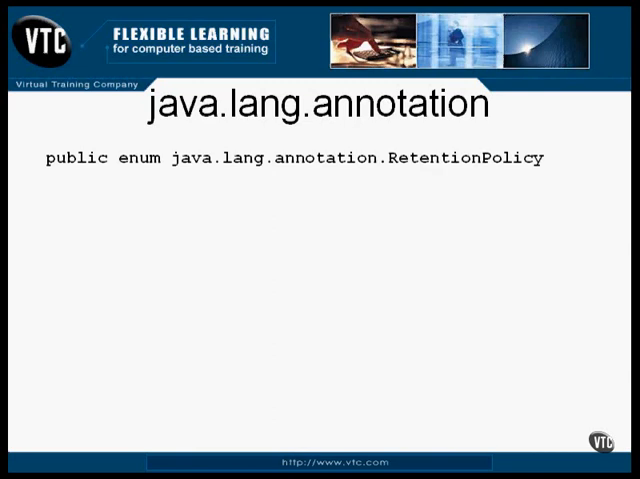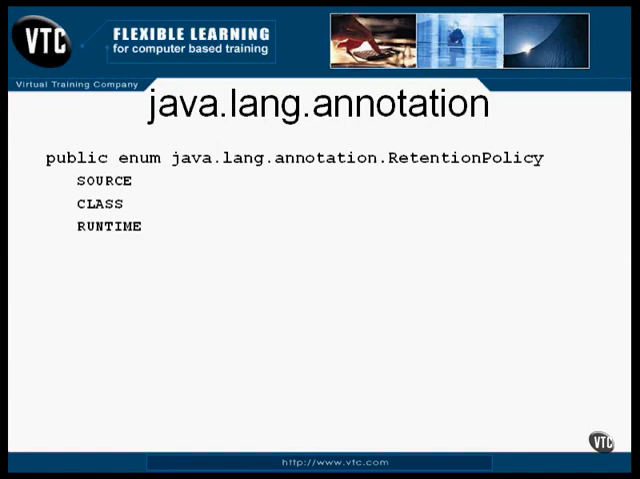The RetentionPolicy enumerated type contains three named values. The value SOURCE causes the annotation to be discarded by the compiler. It exists only in the source code. In effect, it is no different than a normal comment. The CLASS value indicates that the annotation is to be retained by the compiler and put into the class file, but it will not load when the class file runs. It will not be available at runtime.